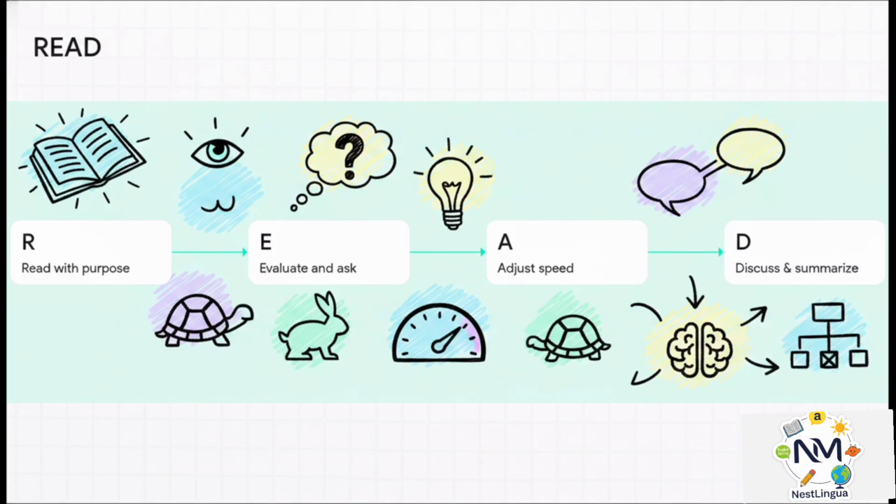A is adjust reading speed. Good readers race through easy sections, but smartly slow down for the difficult parts. Finally, D is discuss and summarize. Because if you can explain what you just read to someone else, you completely understand it.